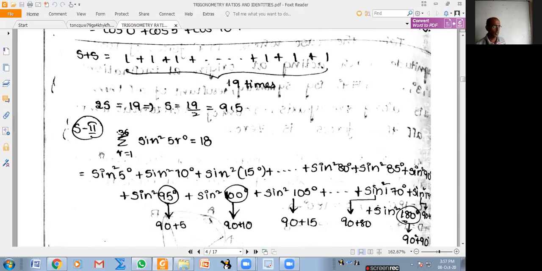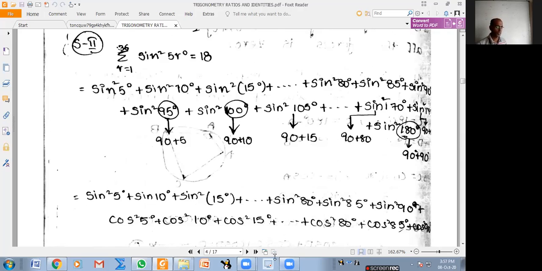So that is one part. There are other statements here. What are these other statements? They want sigma r equal to 1 to 36 of sine square 5r degrees. We have to prove whether it is 18 or not. Here r is changing from 1 to 36. I kept r equal to 1, 5 into 1 is 5 degrees. I kept r equal to 2, 5 into 2 is 10 degrees. 5 into 3 is 15, and so on. So I wrote all the way from sine square 5 degrees to 5 into 36, which is 180.